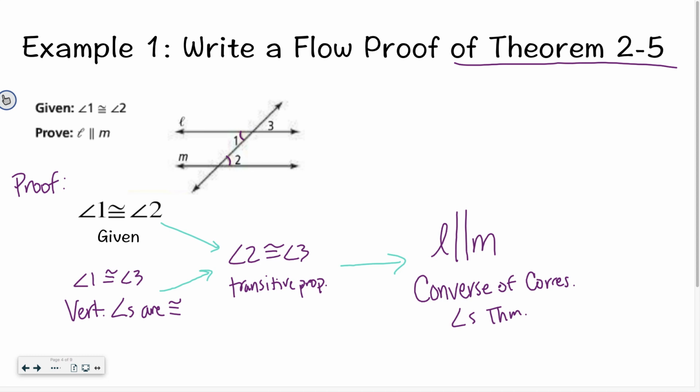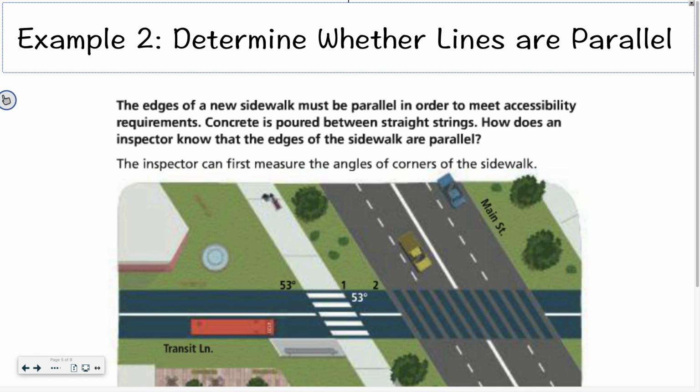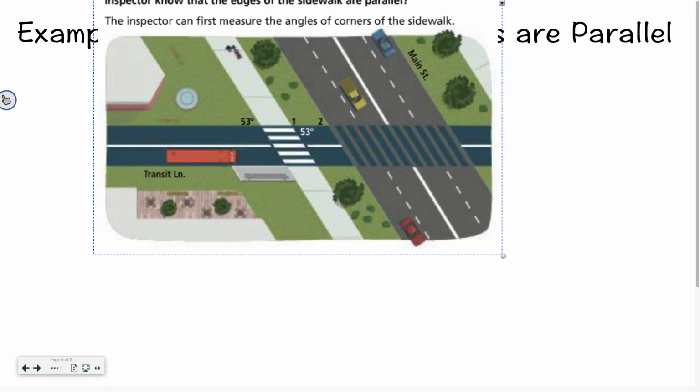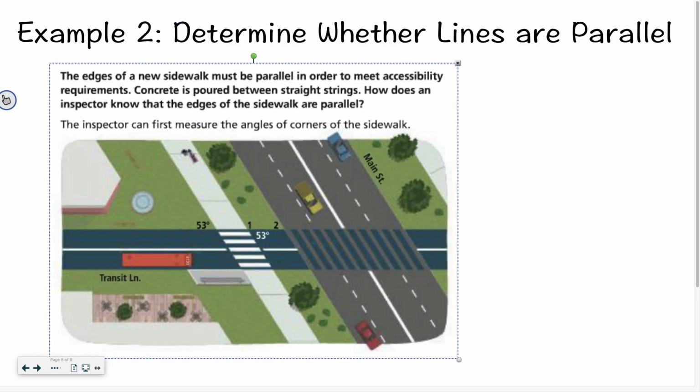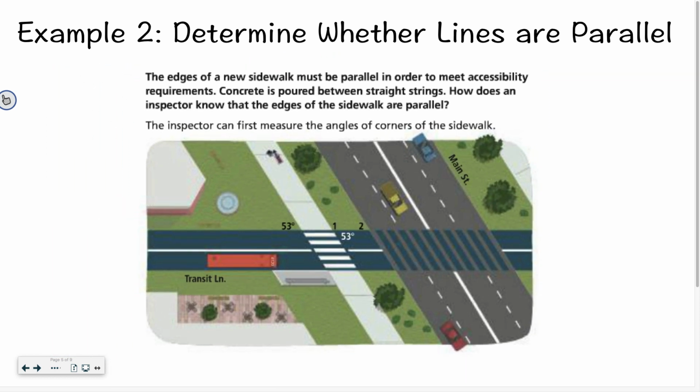So we used our first two things to use the transitive property to swap some stuff out, and then we looked at some more angle relationships to get to that third step. So that's called a flow proof. Now, we want to do some calculation type things with our problems. So we want to determine whether the lines are parallel.